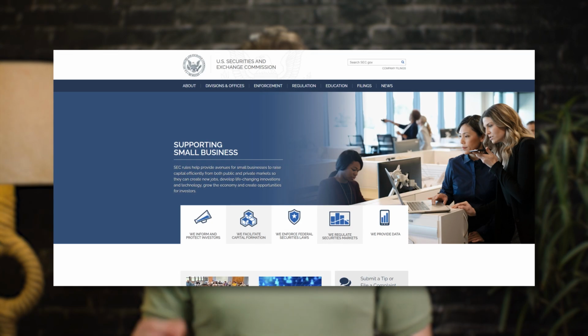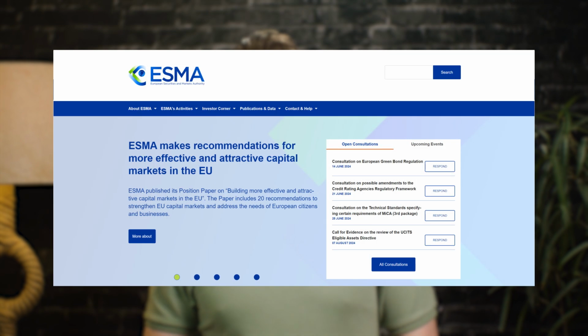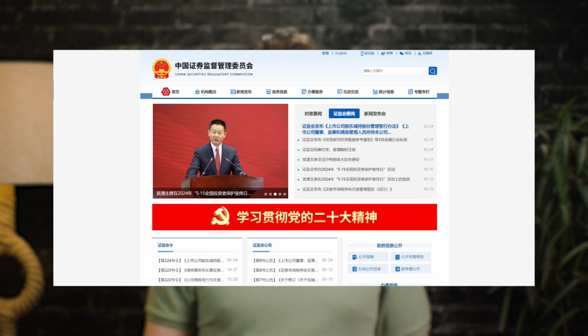These regulations, which can vary significantly from one country to another, play a pivotal role in shaping the margin trading landscape. Typically overseen by financial authorities such as the Securities and Exchange Commission (SEC) in the United States, the Financial Service Agency (FSA) in Japan, the European Securities and Markets Authority (ESMA) in the European Union, and the China Securities Regulatory Commission (CSRC) in China.